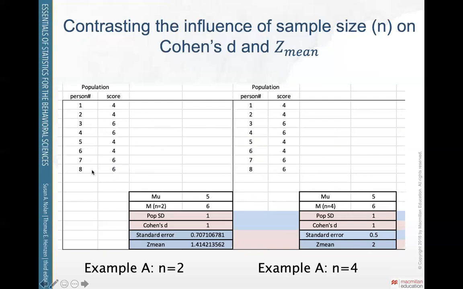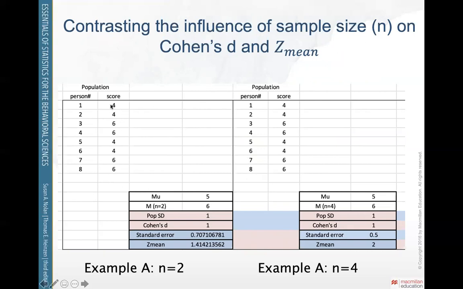I've created a very simple population. And the population shown here is the same as the population shown here. It's a small population with only 8 people, and it scores on something. It scores on a test or some type of measure of intelligence or something like that. Anything. It's just some type of score.